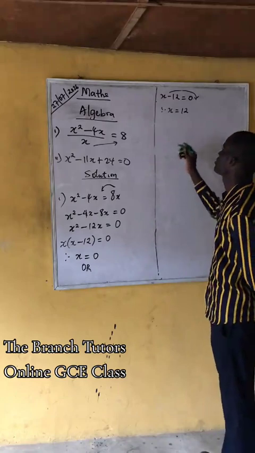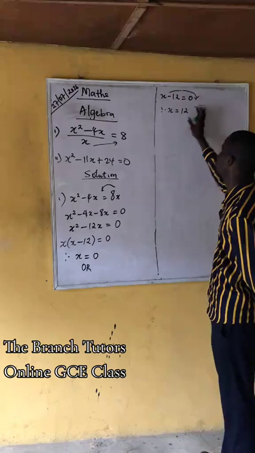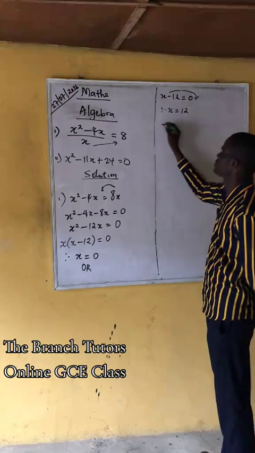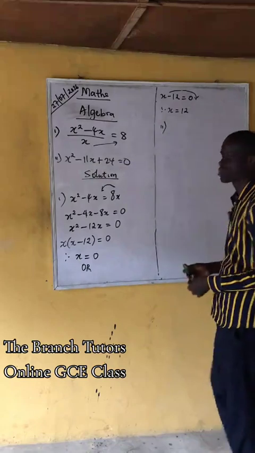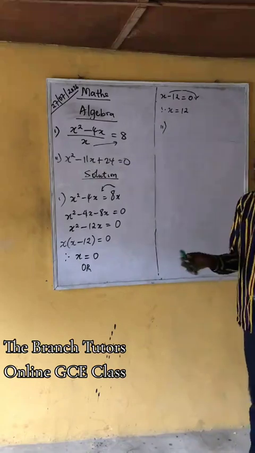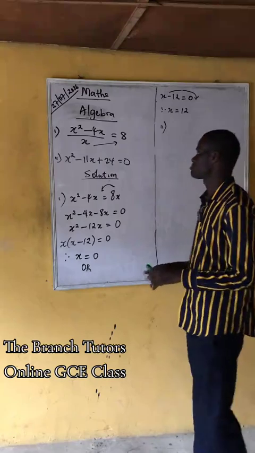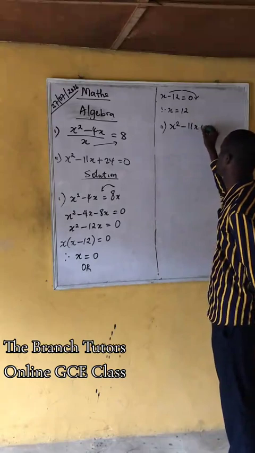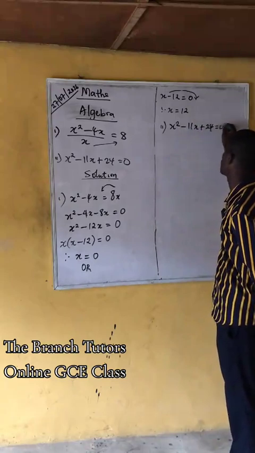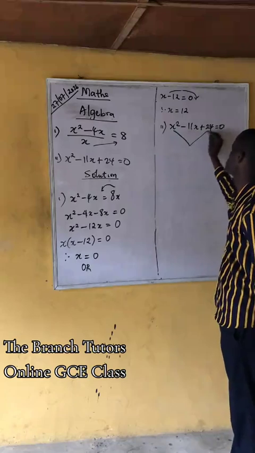Then let's now come to the second question. So the first one is solved already. x is 12. The question number 2, x squared minus 11x plus 24. This is a quadratic equation. x squared minus 11x plus 24 equals 0. We can multiply these two together.